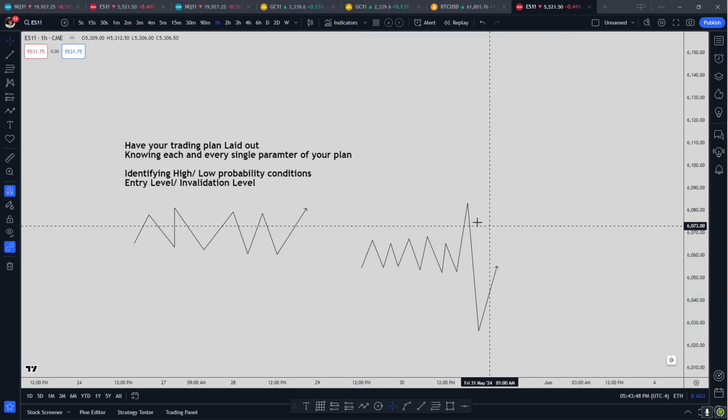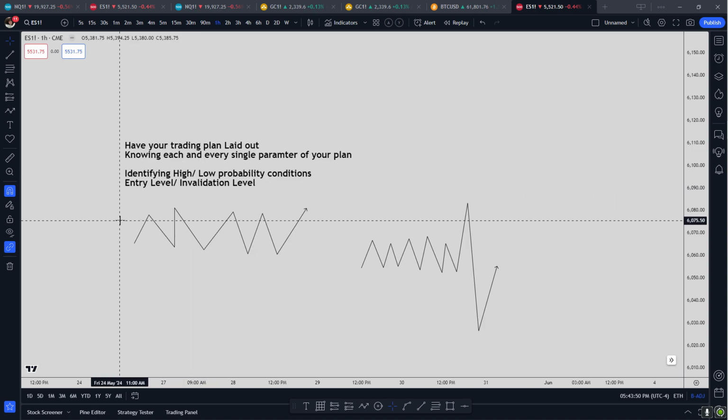When you're framing your trade setup, you want to know what your entry is, what your exit is, and what exactly you're looking for. Are you trying to rebalance inefficiency? Are you bullish? Are you bearish? What's your daily profile looking like? Then your entry level and your invalidation level.